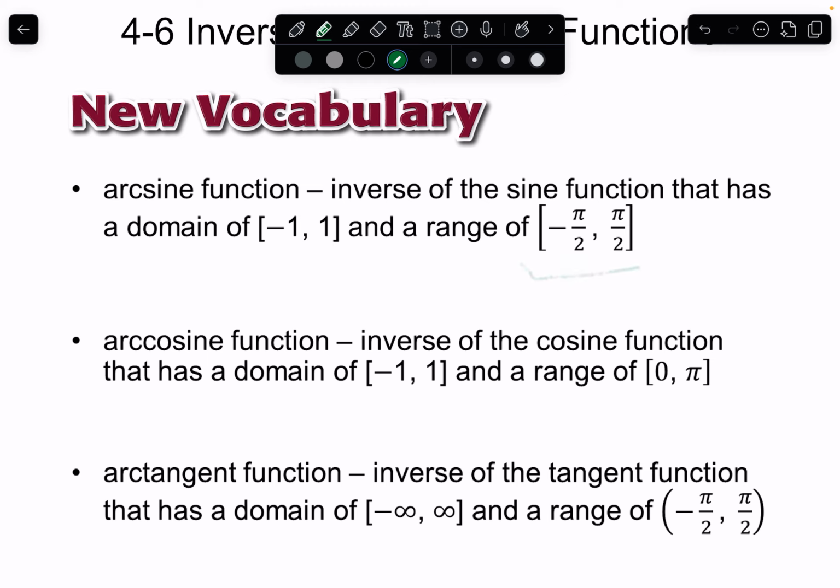There are specific ranges that you have to look at. So for arc sine, which is the first one we're going to do, our range is going to specifically be between negative pi over 2 to pi over 2. For arc cosine, it's going to be between pi and 0. And then tangent is also between negative pi over 2 to pi over 2.